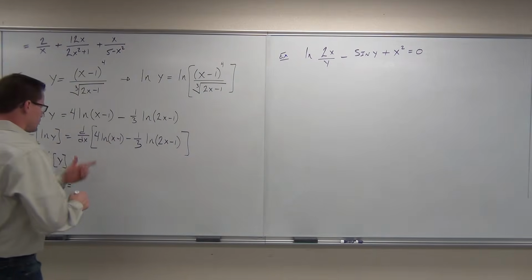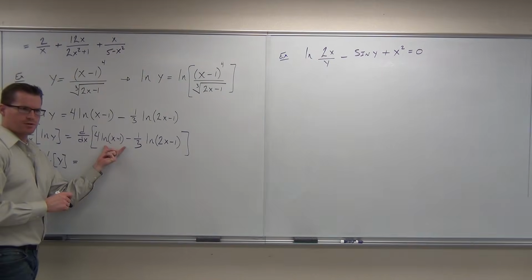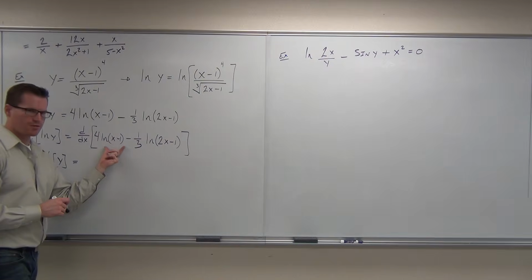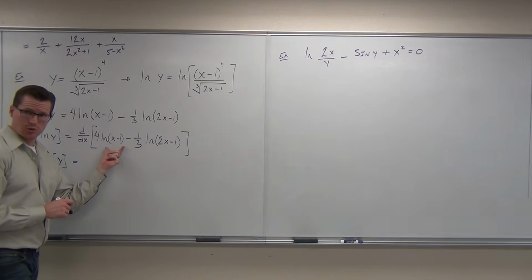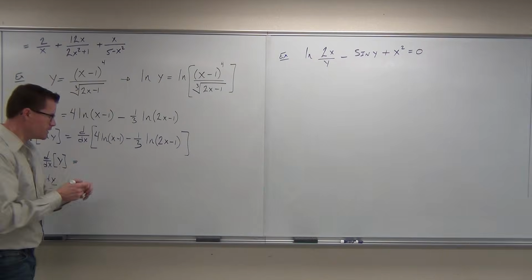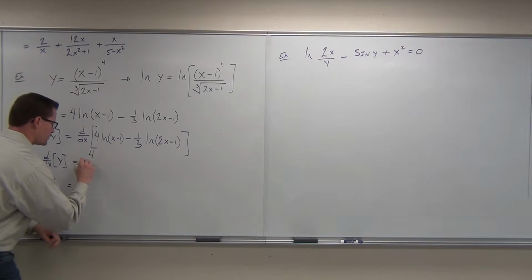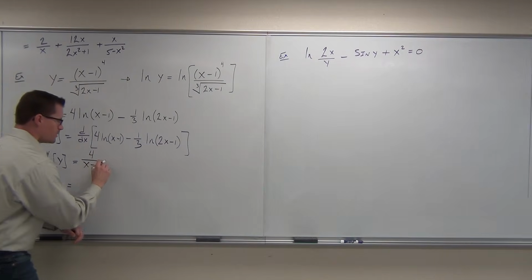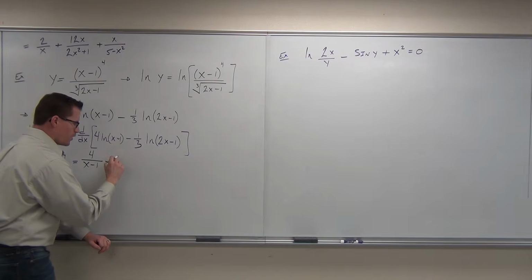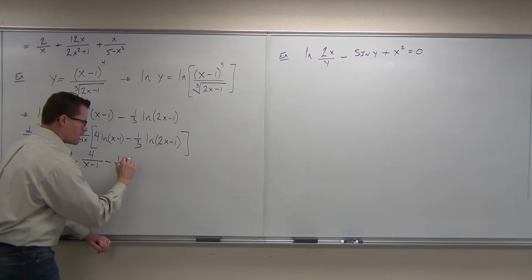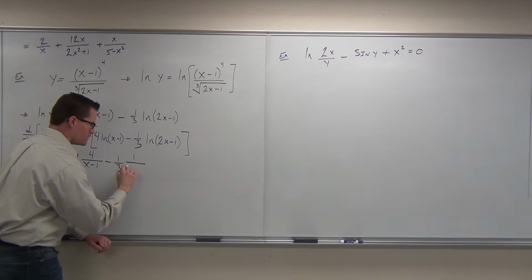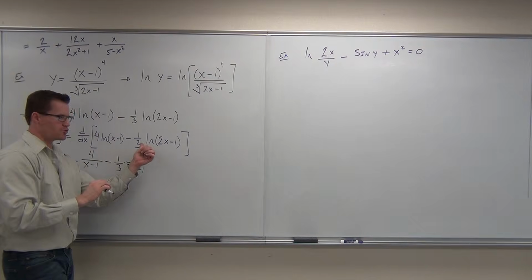Oh goodness. Were you able to do this derivative? Yeah. Should get 4 over x minus 1. Did y'all get 4 over x minus 1? Yes. We do the chain rule, but the derivative of x minus 1 is simply 1. So this is 4 over x minus 1 minus, well, we got a 1/3 here. We've got a 1 over 2x minus 1 because we're taking a derivative of ln.